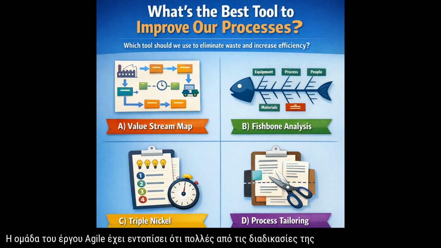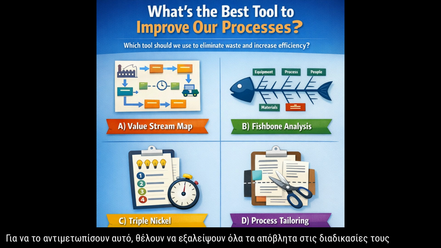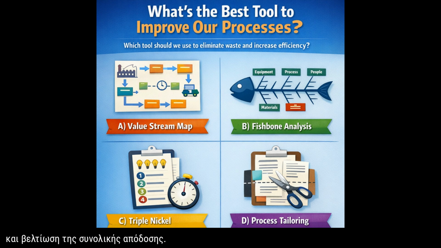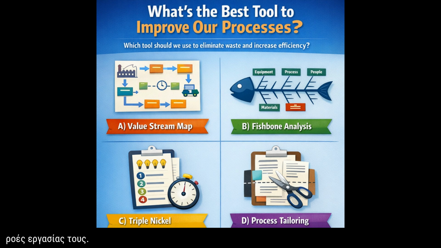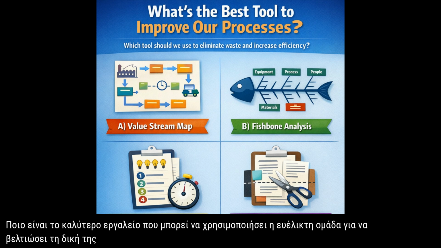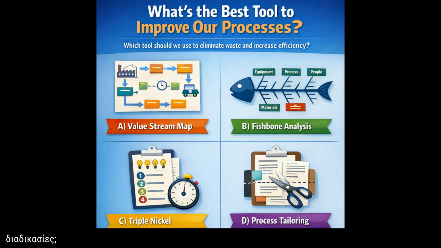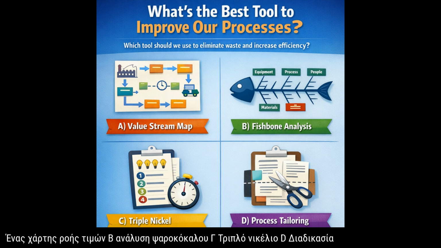The Agile project team has identified that many of their processes involve significant waiting times and inefficiencies. To address this, they want to eliminate all waste in their processes and improve overall efficiency. The team needs to select the best tool to analyze and optimize their workflows. What is the best tool the Agile team can use to improve their processes? A, value stream map. B, fishbone analysis. C, triple nickel. D, process tailoring.